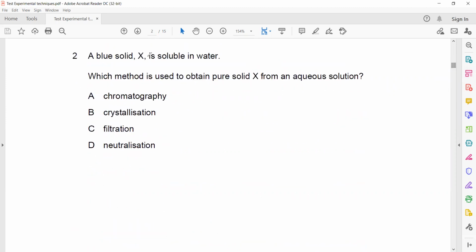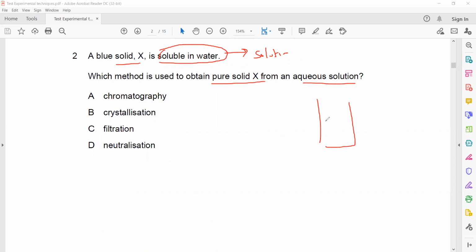The next, a blue solid X is soluble in water. Soluble in water means you have a solution. So which method is used to obtain pure solid from aqueous solution? If we have a solution and we want solid from the solution, what can we do? We can do two methods. Either we can evaporate. When we evaporate, we remove all of the liquid by supplying heat energy. A solid is left behind. Or the second method to obtain a soluble salt from the solution is crystallization.